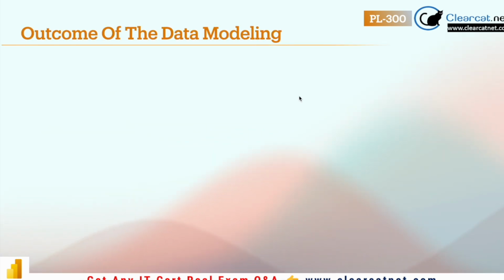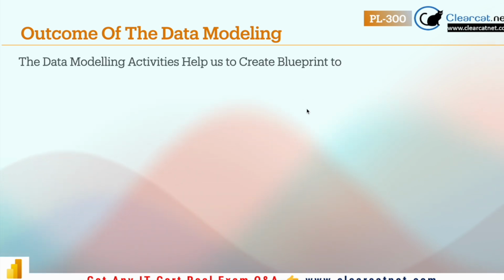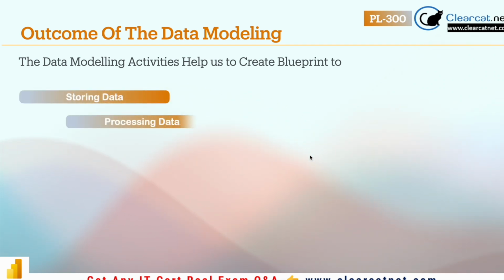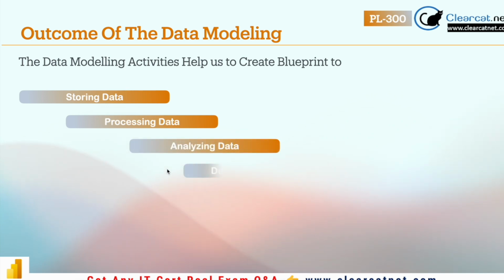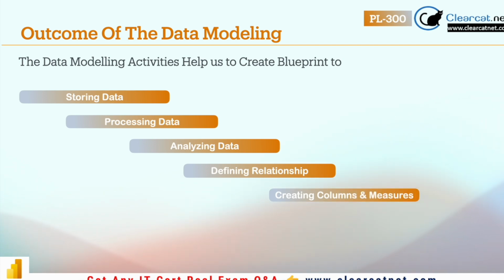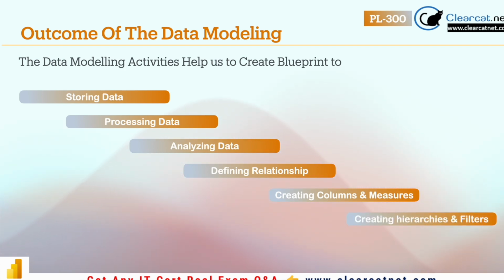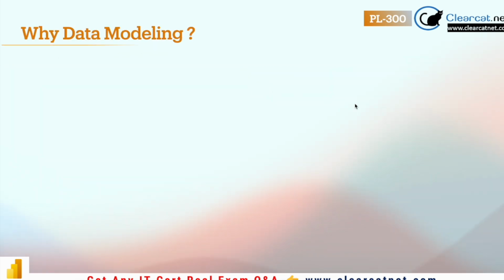Outcome of the data modeling: what we are going to achieve when we use this data modeling process. The data modeling process activities help us to create a blueprint for storing data, processing data, analyzing the data, defining relationships between the data, creating columns and measures which we are going to use in our report and visualizer, and creating hierarchies and filters with the help of which we are going to filter our data over the visualizer or over the dashboard or report.